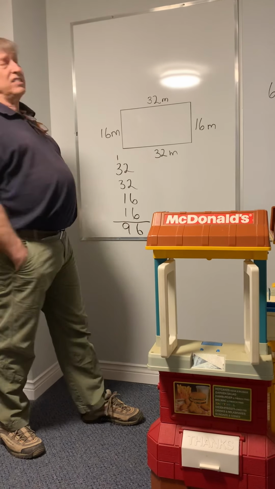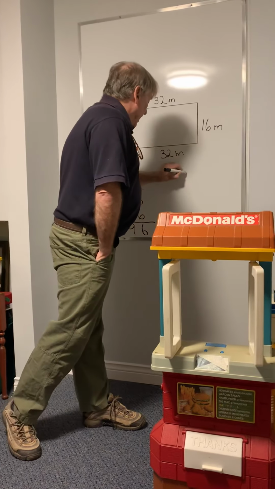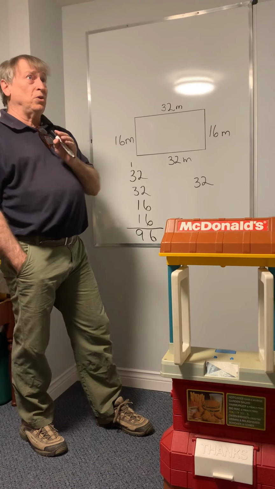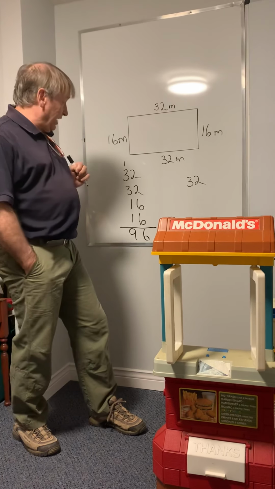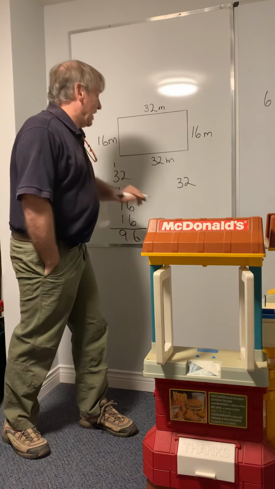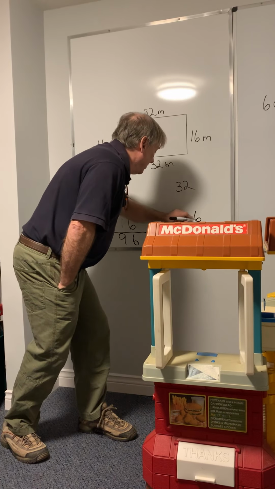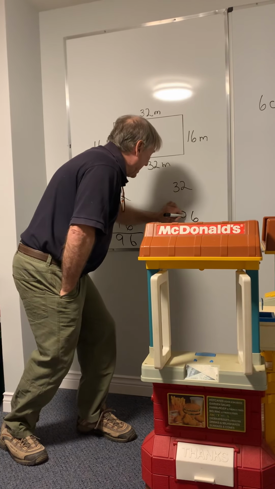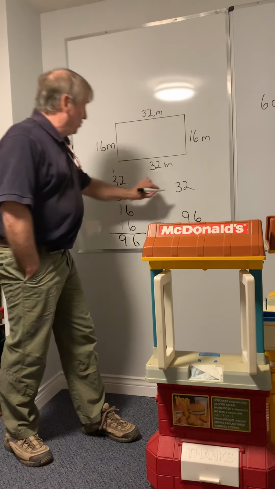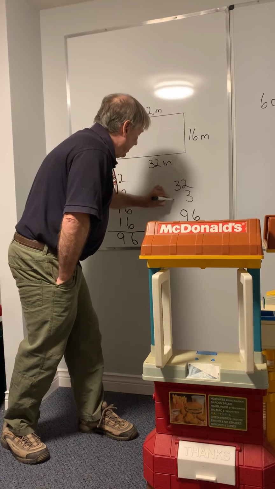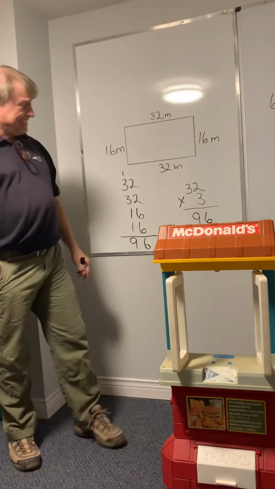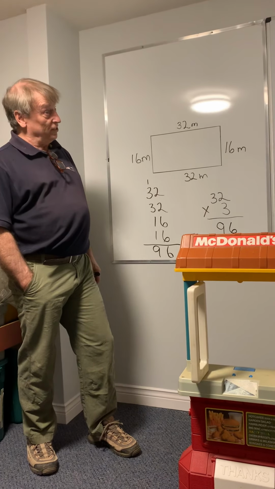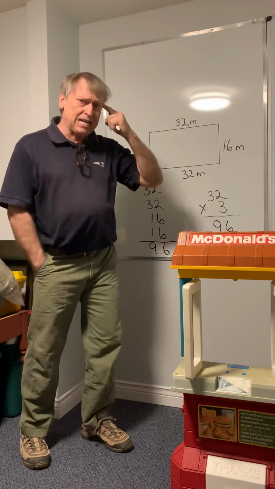Another way of doing it, I could have just taken 16, and I double it. 16 plus 16 is 32. I know that. And you know what? If I said 32 times 3, I know 3 times 2 would be 6. And I know 3 times 3 is 9. So 32 times 3 would be 96, which is an easier way to do it. But you've got to know your times tables.